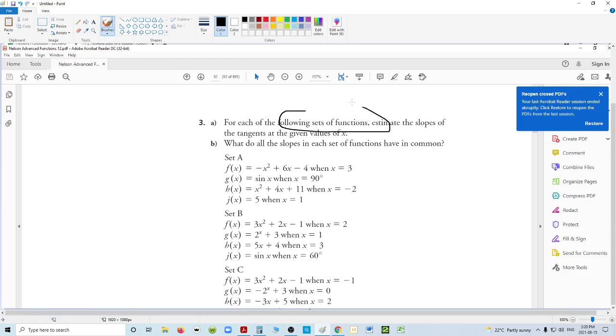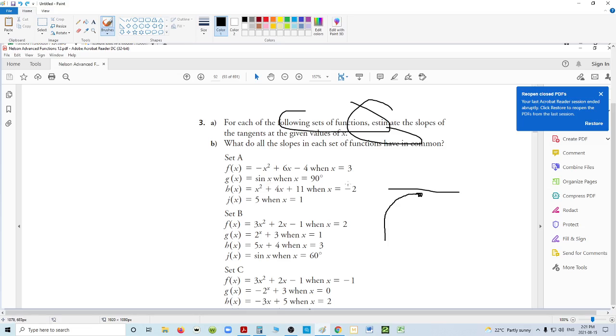For each of the following sets of functions, estimate the slopes of the tangents at the given values of x. So they want to take a downward-facing parabola when x is equal to 3. When sine x, they want at 90. Well, I can tell you what that is. At sine x, the peak at 90 is the top, so the slope's going to be 0. Therefore, this tangent of the slope is going to be 0. The tangent's going to look like this.